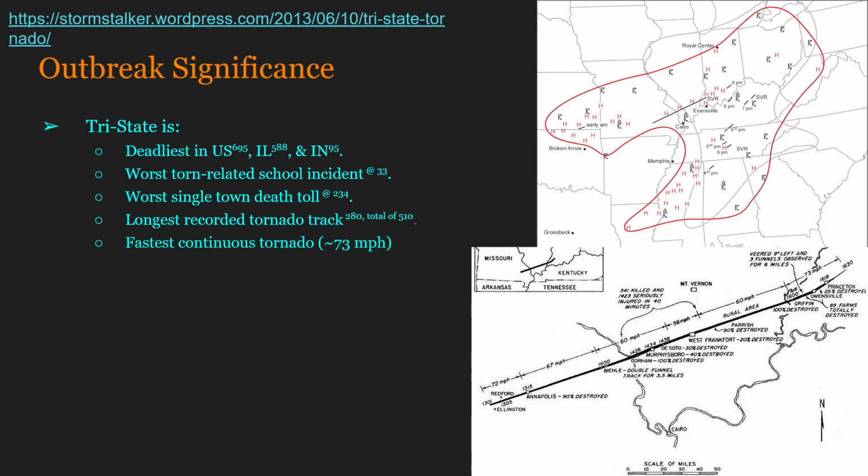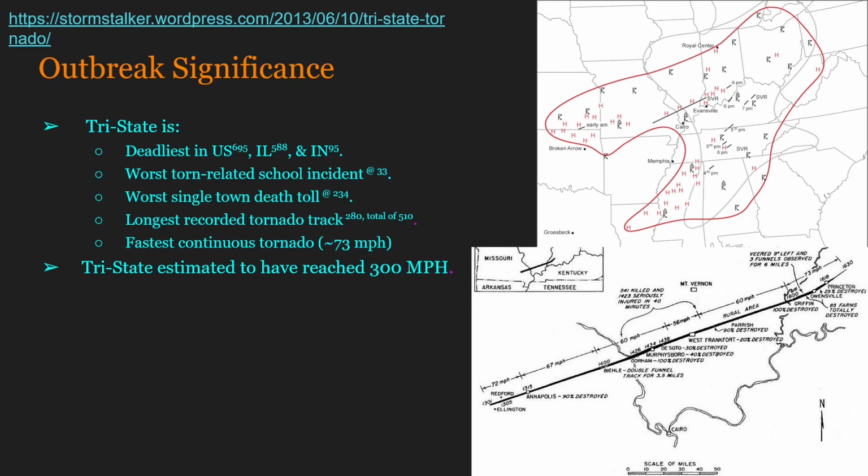The Tri-State tornado holds another record as being the fastest continuously moving tornado, not just for a few seconds, at approximately 70 to all the way up to 73 miles per hour. This was done close to the end of its life, so as it was in Indiana. Apologies if you hear my dog barking in the background.